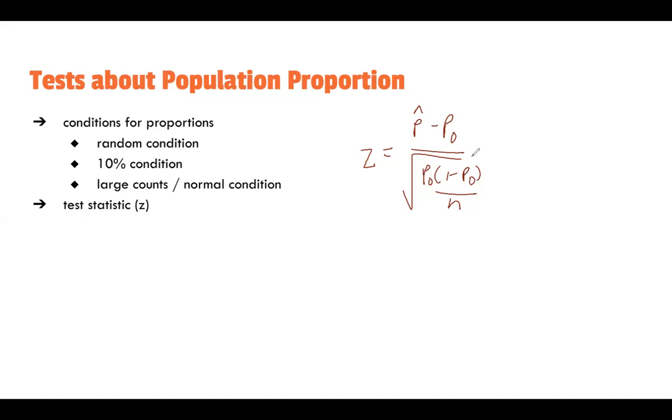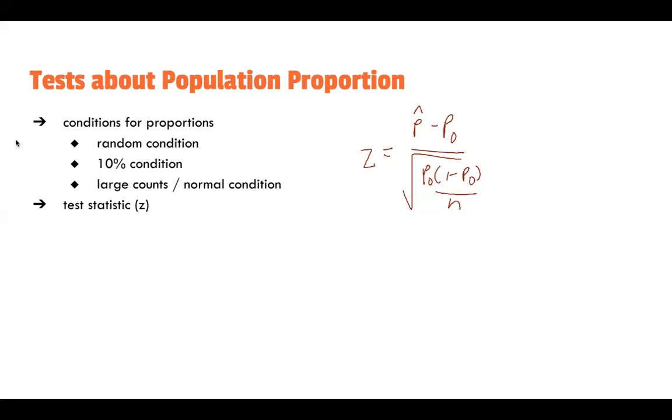Okay, now that that's out of the way, that's the formula for Z. You might need it if you're going to show work, which you definitely should. You definitely should show work when you're doing calculations. There's also a calculator way to do this, and I'll talk about that in a second. But first of all, here's the test statistic.